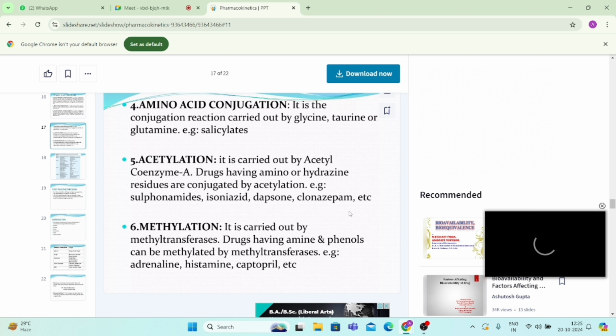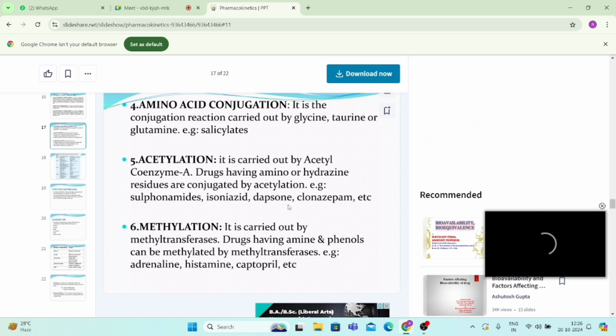Next we have acetylation reaction. Acetylation is carried out with acetyl coenzyme A. The drugs which can be acetylated are those having amino or hydrazine residues in their structure. Examples are sulfonamides, isoniazid, dapsone, which you all know can be used in leprosy, and clonazepam. These are the four examples which go with acetylation reaction.